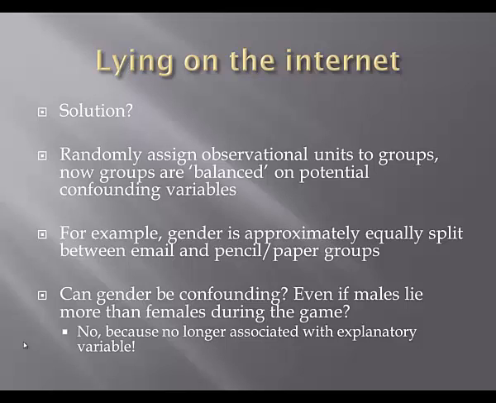So what does this mean then about confounding? Well, in order to be a confounding variable, the variable must be associated with both the explanatory and the response. In a randomized experiment, because you've randomly assigned subjects to the treatment groups, all possible confounding variables are no longer associated with the explanatory variable, thus there are no potential confounding variables.